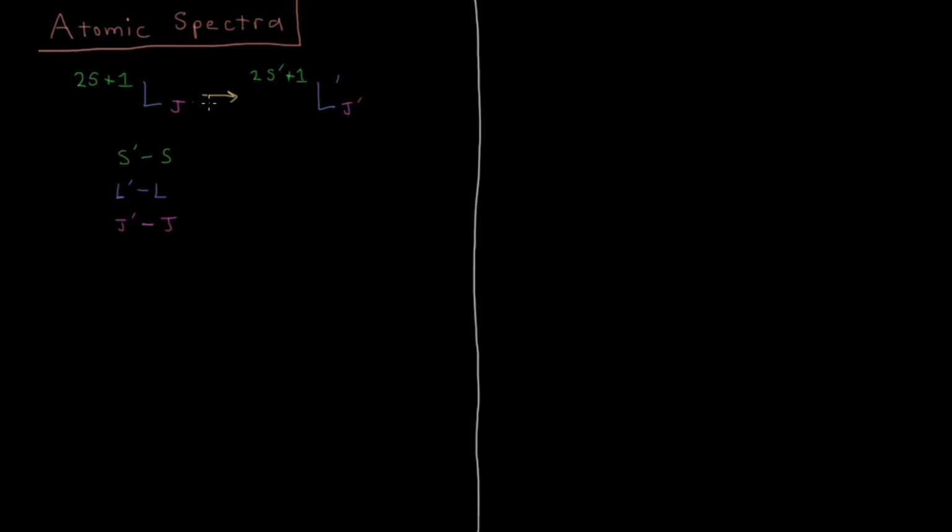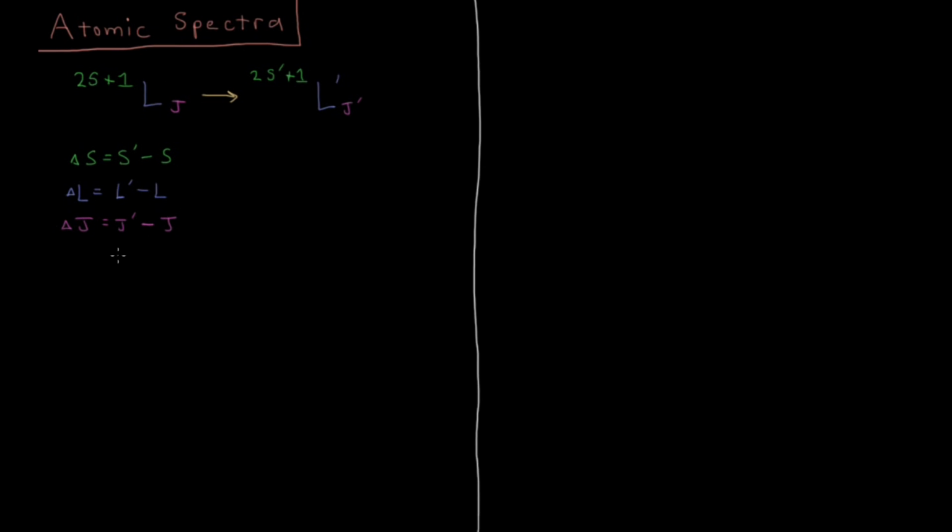And then it transitions to a state with a term symbol which has 2S' plus 1, L', J' for its term symbol. So the quantity S' minus S is going to be the change in the spin angular momentum quantum number, delta S. Change in the orbital angular momentum quantum number L is going to be L' minus L, and same thing for the total angular momentum quantum number J. It's going to be J' minus J is going to be delta J, our change in each of these numbers during the transition that it undergoes from one electronic state to another.